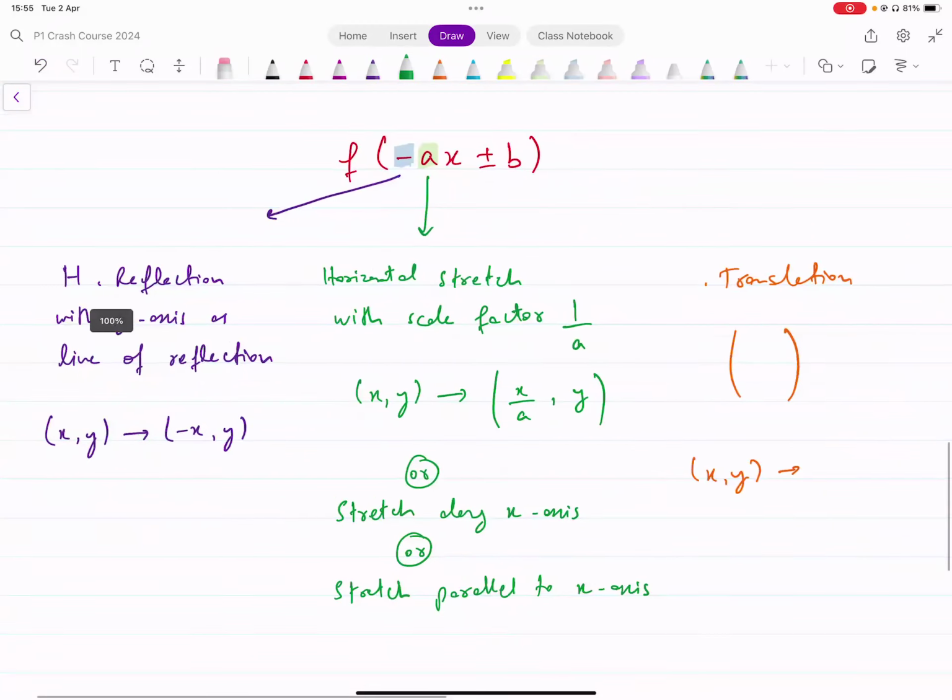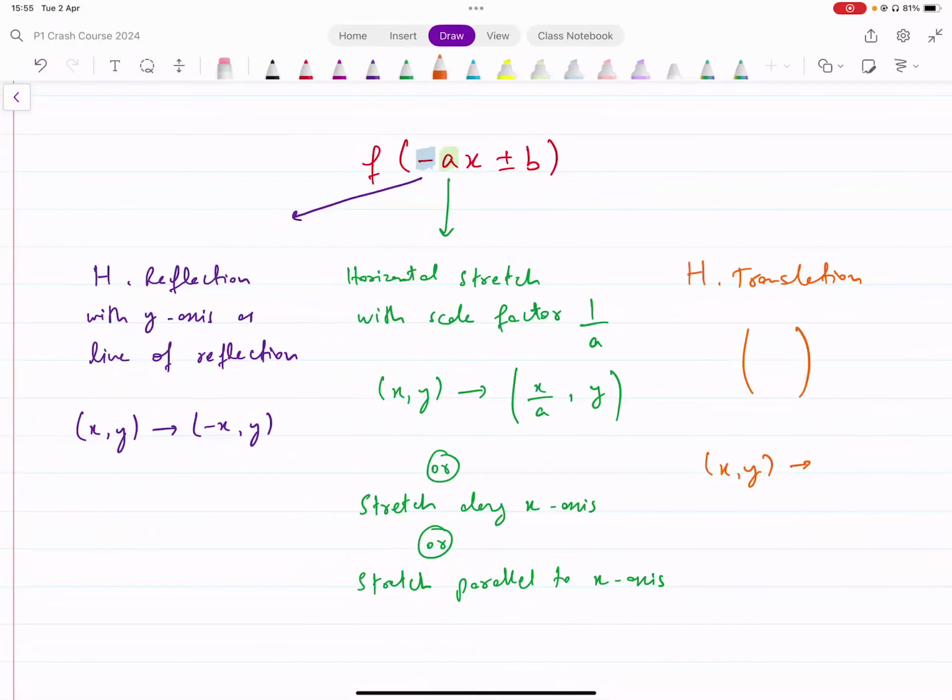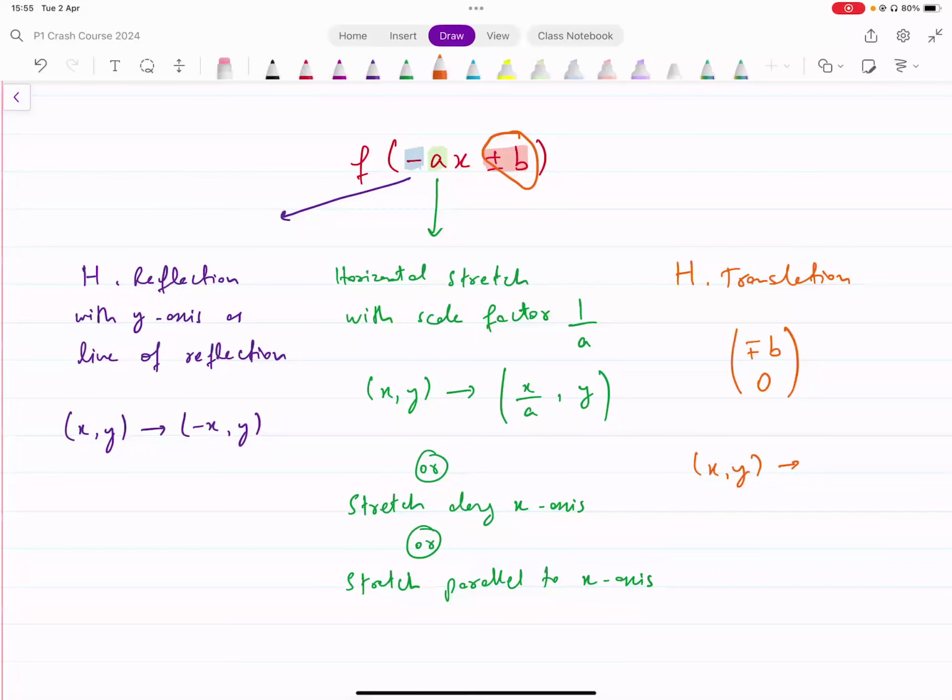And then finally, you have translation. If you add or subtract something, plus minus b, what happens is translation. Only the x coordinates change. So the y component of this is going to be 0. What about the x component? It's going to be minus plus b. Now I've changed the order, you can see. It was plus minus, I'm writing minus plus here. What that means is, if there was a plus sign here, the graph is moving to the left. If it was a negative sign here, the graph is moving to the right.